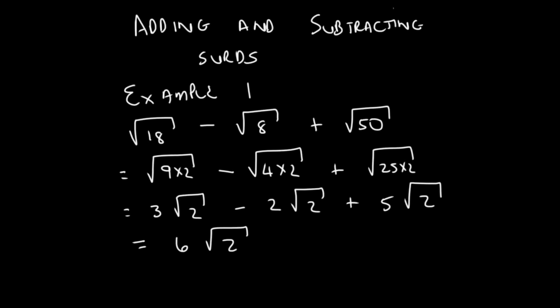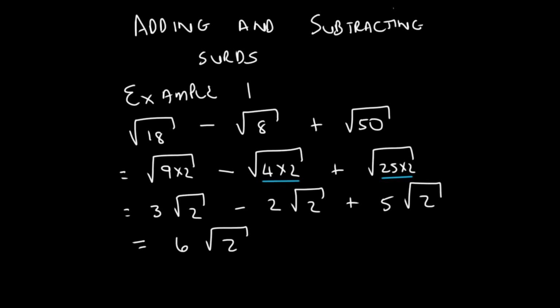So we look at the factors of 9 and 2 and we break 18 up into 9 times 2. And then we look at 8. 8 can be broken up into 4 times 2, and 4 can be square rooted. 50, we can break that one up into 25 times 2, and 25 can be square rooted.